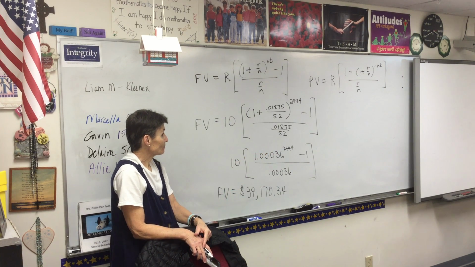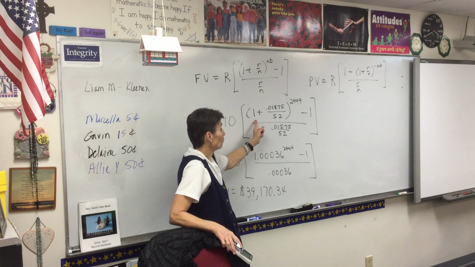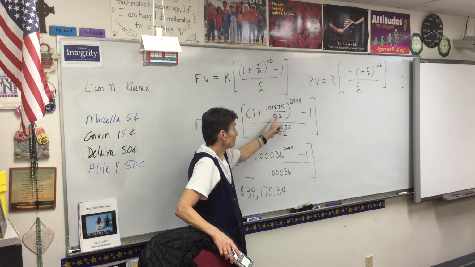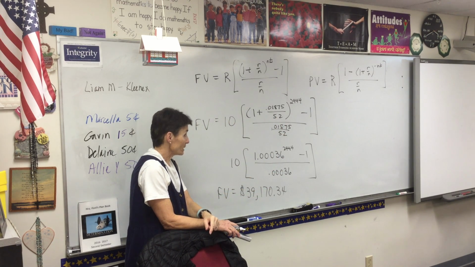I am not getting .00036. Okay, I want you to type 1 plus 0.01875 divided by 52. I did that. Okay, do it again, because you're going to get 1.00036.